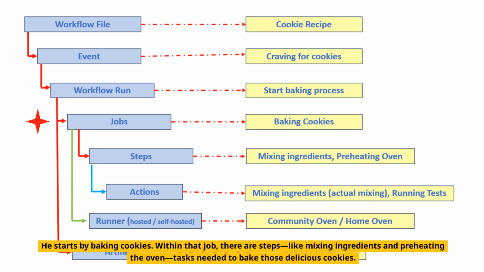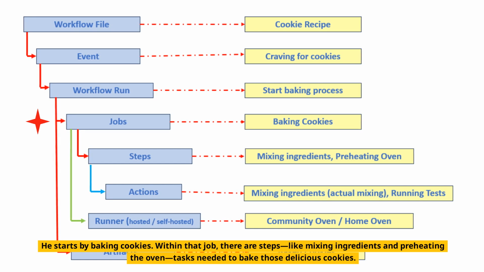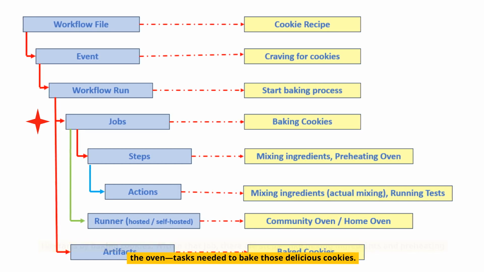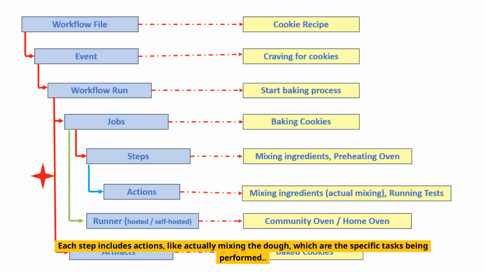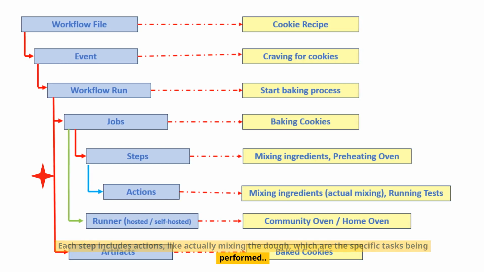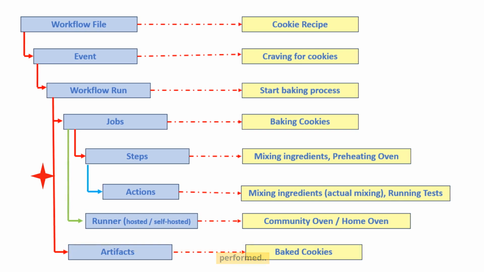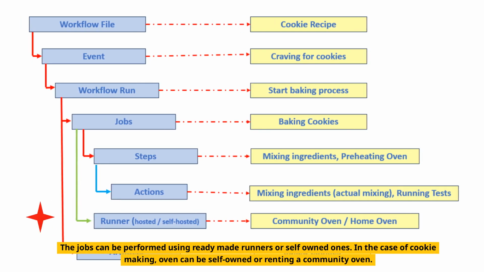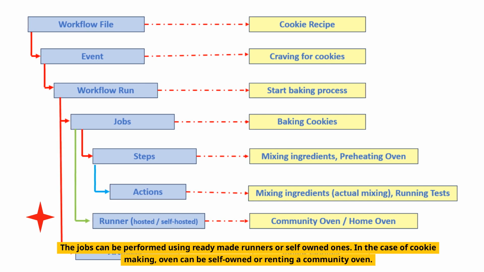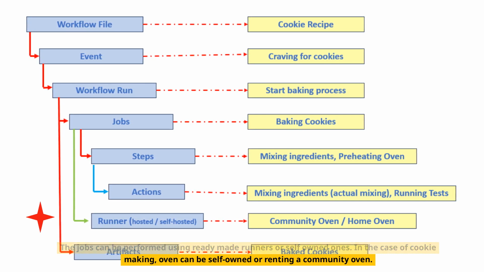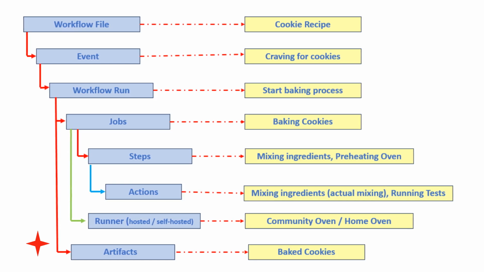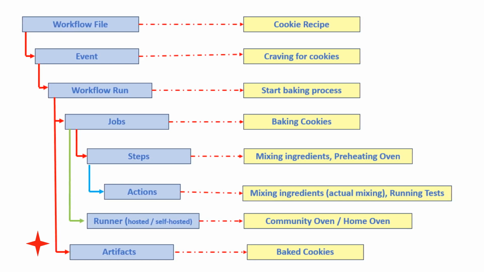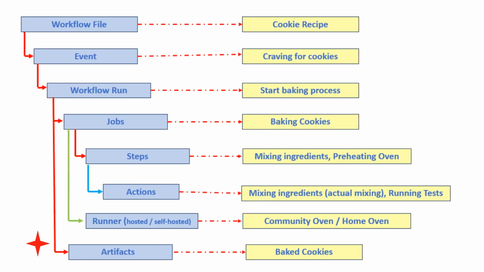He starts by baking cookies. Within that job, there are steps, like mixing ingredients and preheating the oven. Tasks needed to bake those delicious cookies. Each step includes actions, like actually mixing the dough, which are the specific tasks being performed. The jobs can be performed using ready-made runners or self-owned ones. In the case of cookie making, the oven can be self-owned or a rented community oven. Finally, when everything is done, the baked cookies are the artifacts, the finished product of all the hard work.